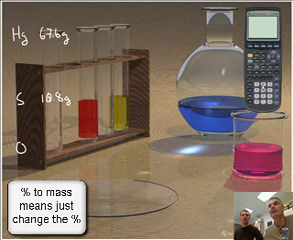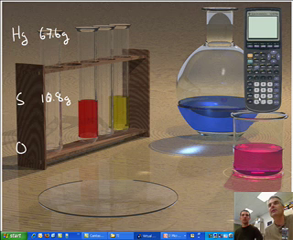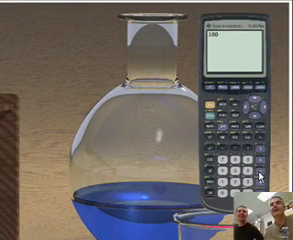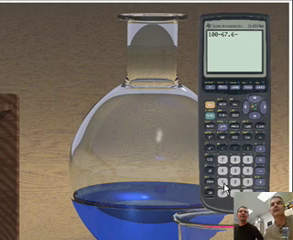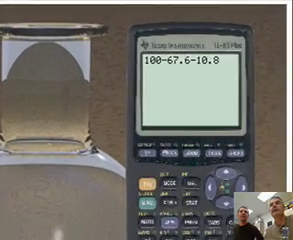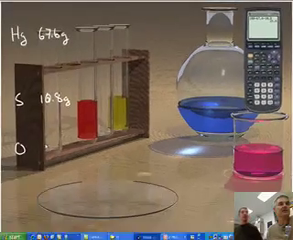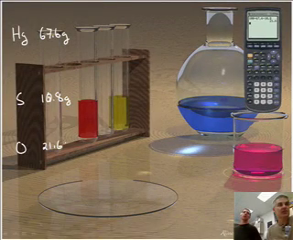So I'm going to take 100, minus 67.6, minus 10.8. We made the calculator smaller because we needed more room. I forgot to turn it on. All right, 21.6%, so 21.6 grams.